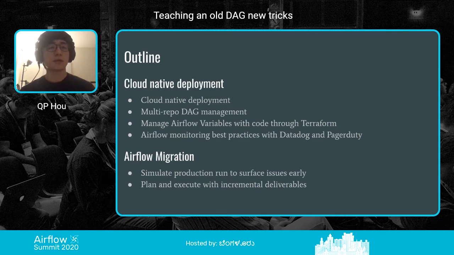The first part, I will talk about cloud native deployment of Airflow into AWS. The second part, I'll briefly go through how we migrate from our internal batch orchestration system into Airflow, and how we migrate from a physical data center into the cloud. How we plan, execute in multiple steps with incremental deliverables to external teams.